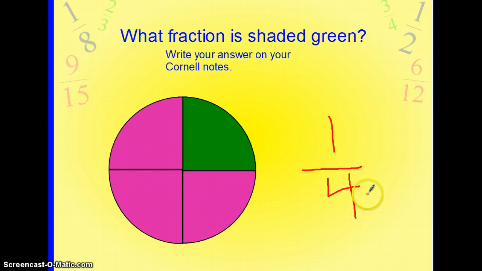Again, if we look at the bottom number here, which is the denominator, that is the number that names how many parts make the whole. So 1, 2, 3, 4. There are 4 pieces to this pie that make the whole. The question is, what fraction is shaded green? And because only one piece is shaded green, the numerator would be 1.